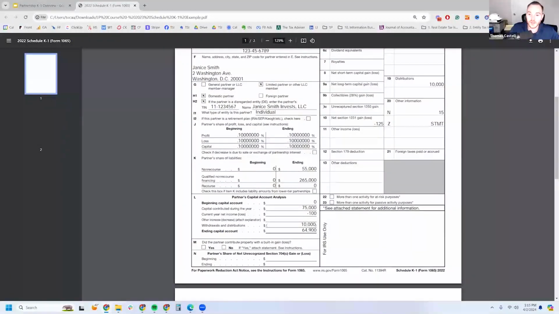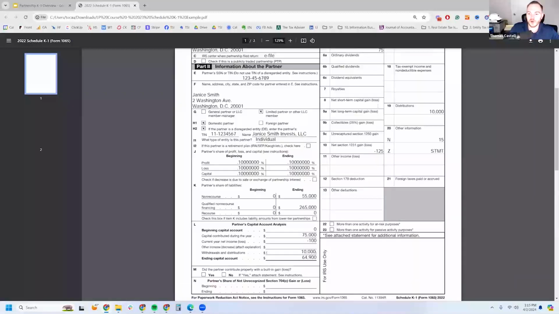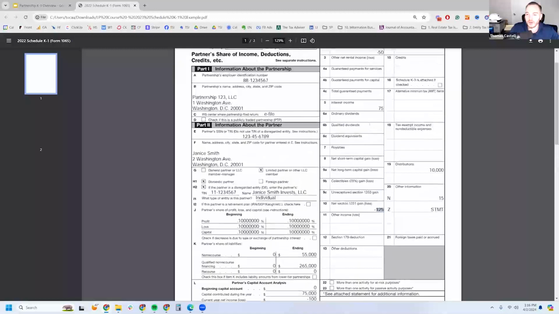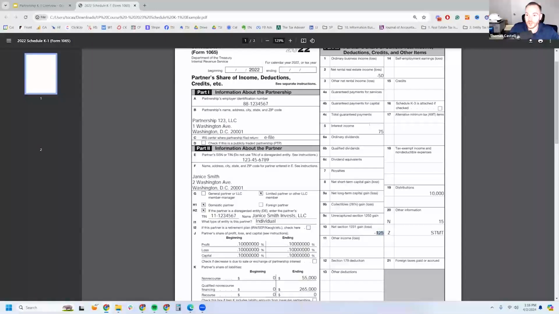Now, as we get down to box 9C, unrecaptured 1250 gain. This is depreciation recapture from straight-line depreciation. So if you do have that, it will be reported in box 9C. And then box 10 will be section 1231 gain. This is long-term capital gains from the sale of real property. So you might see a number in there as well, depending on how everything shakes out.